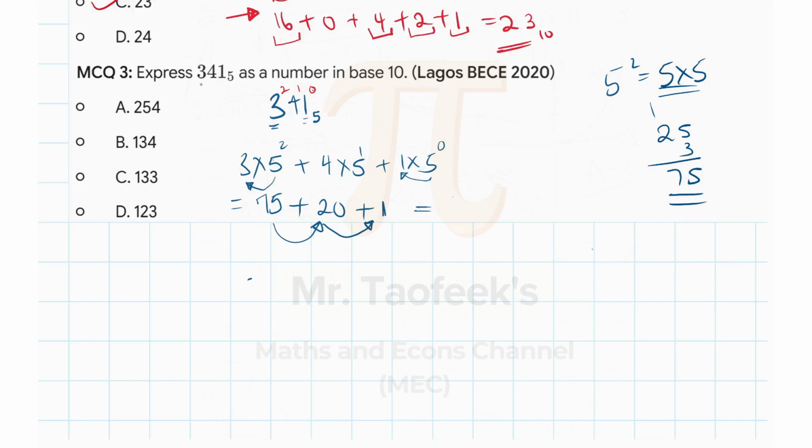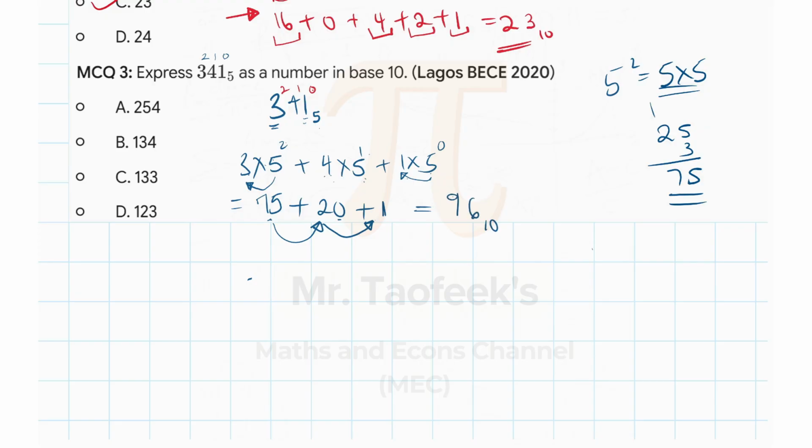Let me see if there's any mistake. Doesn't look like I have that answer among the options. Express this as a number in base 10. So 5 squared, which is 25, times 3, which is 75. 4 times 5 to the power of 1 is 20. And this is 1. So 75 plus 20, that's 95. 95 plus 1, that is 96 base 10.